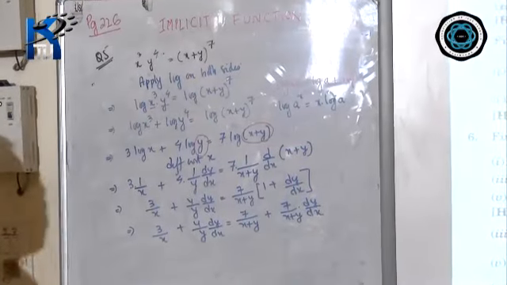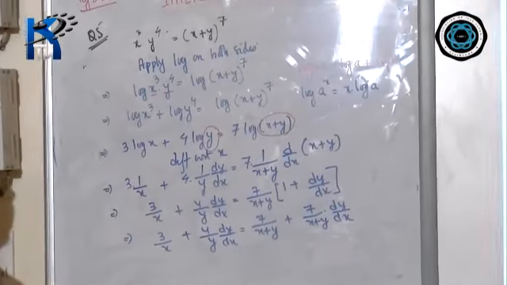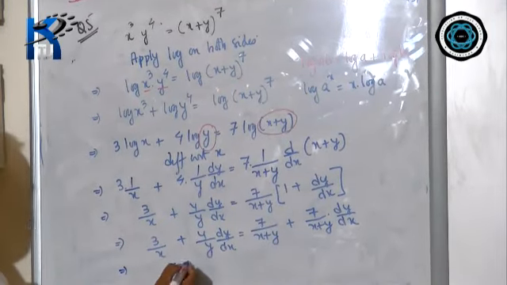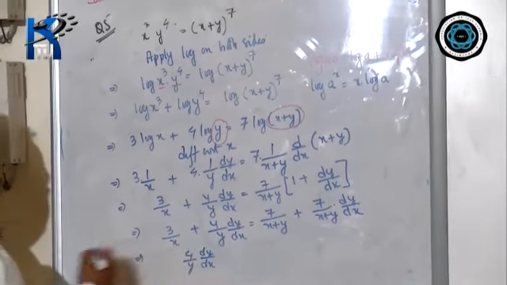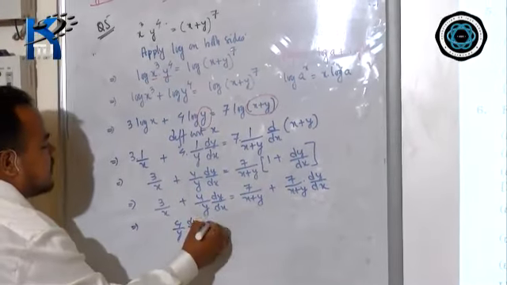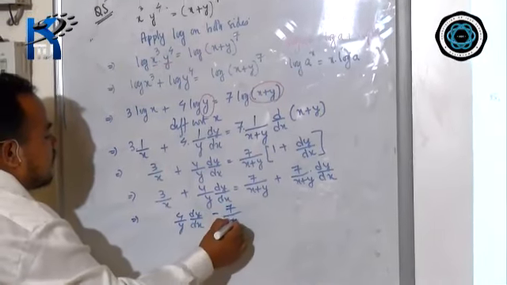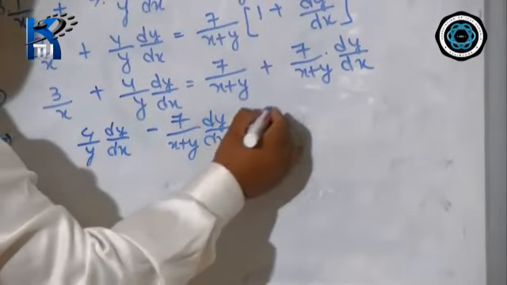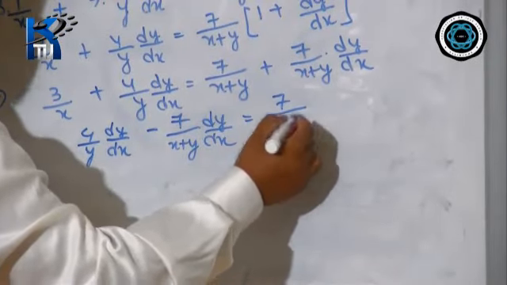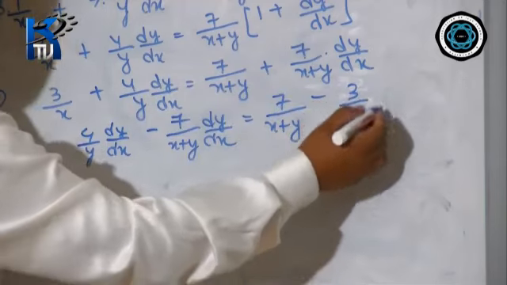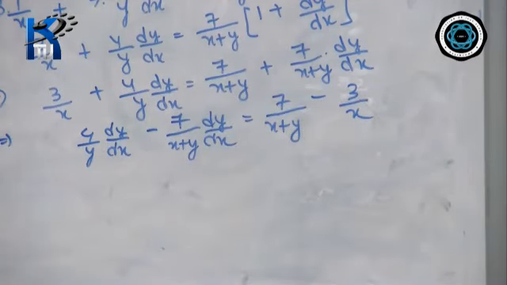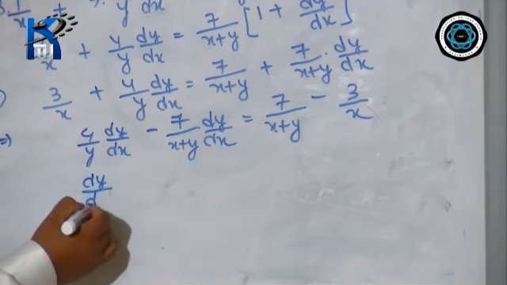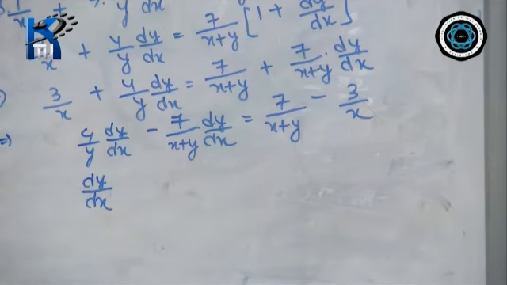Now the next thing we are going to do is bring dy by dx to the left hand side. So 4 by y dy by dx, positive comes this side and becomes negative, minus 7 divided by (x plus y) dy by dx equal to 7 divided by (x plus y) minus 3 by x. Next, what is common between these two? dy by dx is common.